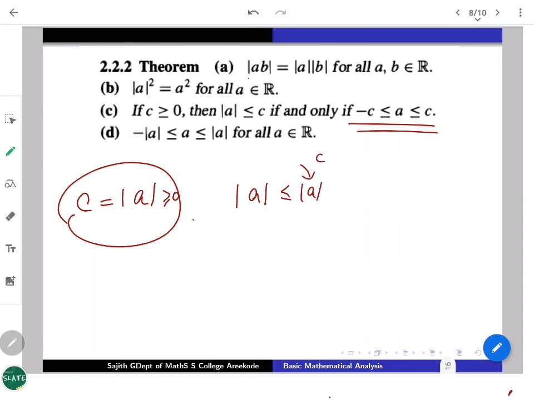That is my C, right? That is equivalent with, just replace C by mod A. I have minus C and C on both ends, so I replace it with minus mod A less than or equal to A less than or equal to mod A. Simply that. Just substitute and you will get that. So all these inequalities are geometrical, as well as giving the fundamental behavior of the absolute value function.